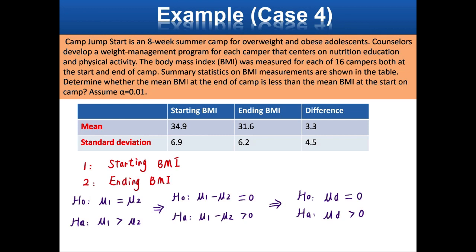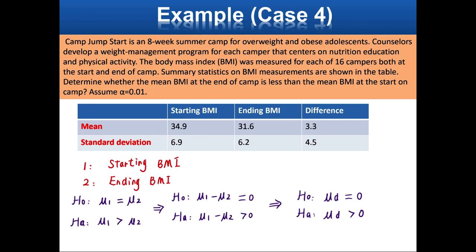So let's translate the sentence into mathematical form. The question asks you to determine whether the mean BMI at the end of the camp is less than the mean BMI at the start of the camp. The first dimension, starting, is considered as 1, and the second dimension, ending, as 2. From common sense, at the end of the camp it is less than at the beginning, so mu1 is actually bigger than mu2. So in HA, mu1 is bigger than mu2.